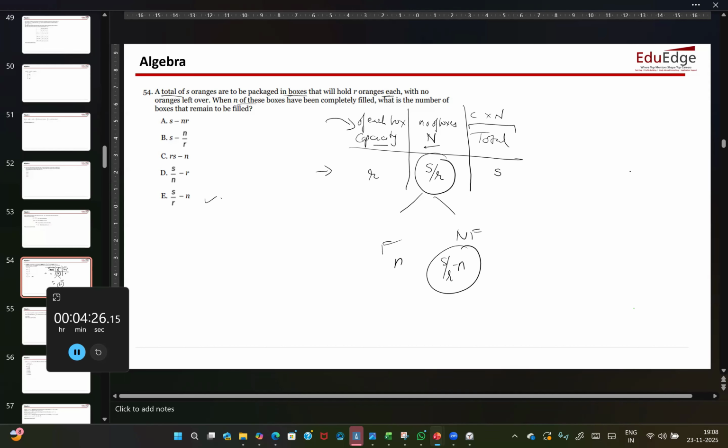So here we have only one scenario. Then we have been given that N are completely filled out of those boxes. Filled and not filled. I could also have written this as, okay, this is total. So not filled are S by R minus N.